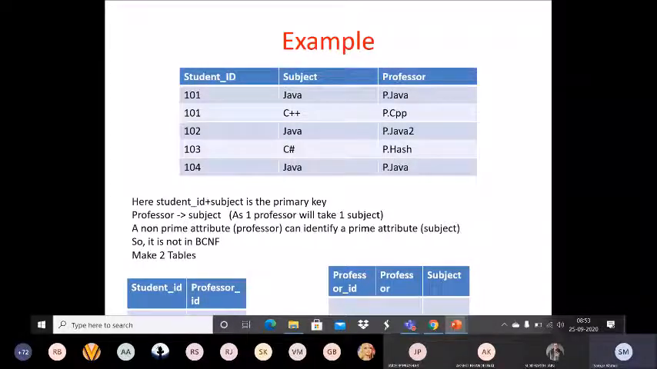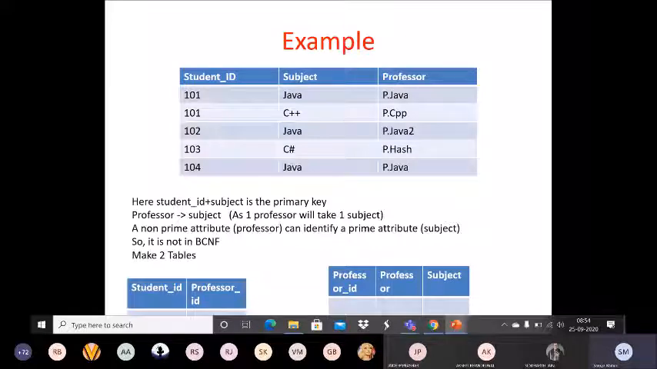Now your question will come that in the first table there is no professor ID, but in the second table we are incorporating one professor ID. Why? So think about it like this: your first table can be student ID and subject, and the second table will be subject and professor.